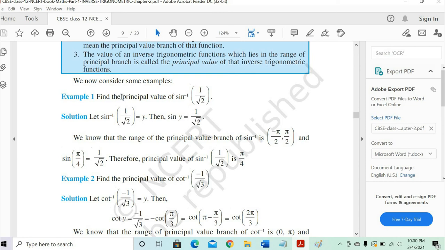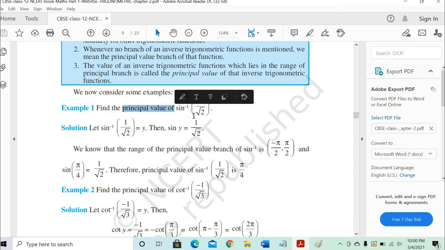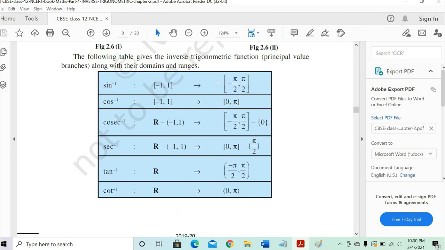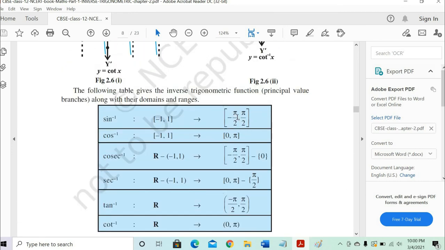So when he asks about principal value, now as per the table, look at the table. What is the principal value of sine inverse? The range is from minus pi by 2 to pi by 2. So he is asking you principal value. Value means this range only. Correct? So when you try to get the angle, you have to make sure that it is coming between minus pi by 2 and pi by 2.